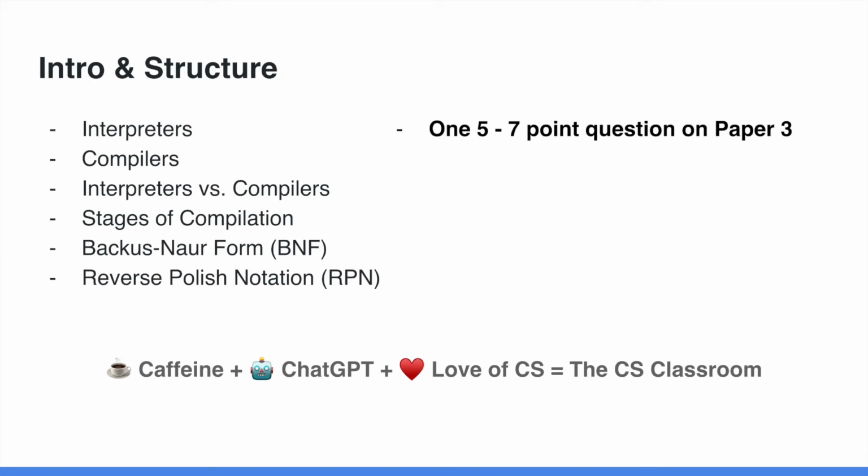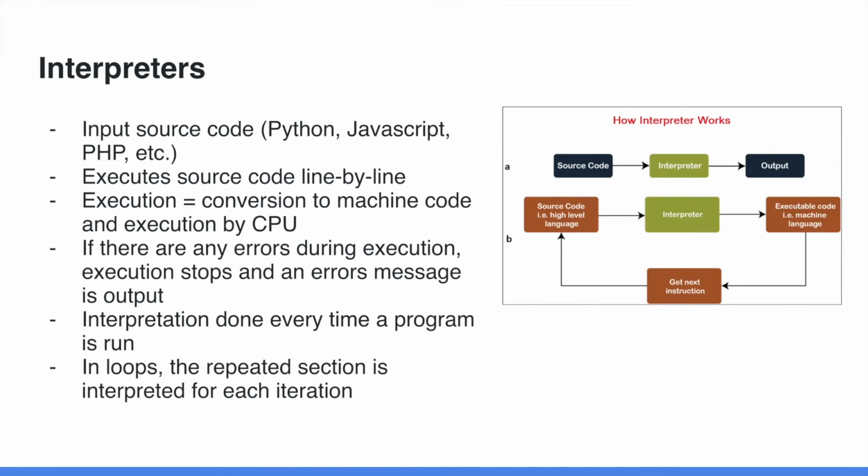Now, in part 2, we're going to talk about interpreters and compilers, stages of compilation, so we're going to be focusing a bit more on compilers, and something called Backus-Naur Form and reverse Polish notation. Now, the first topic is going to be interpreters. So interpreters are generally used with interpreted programming languages like Python, JavaScript, PHP, etc.